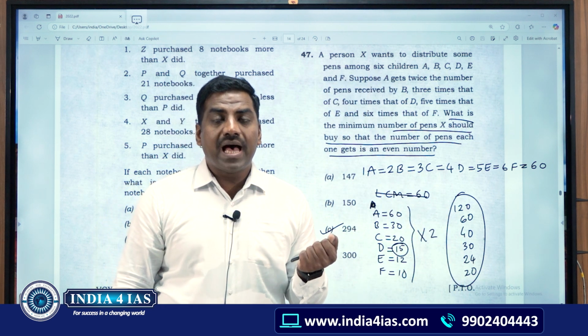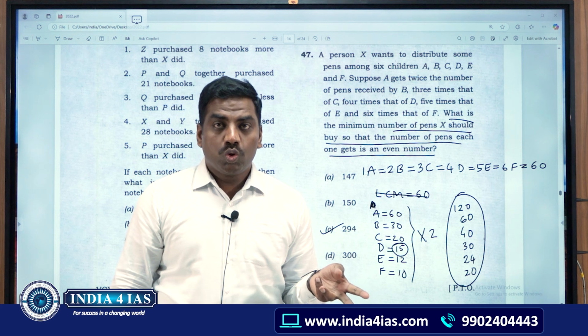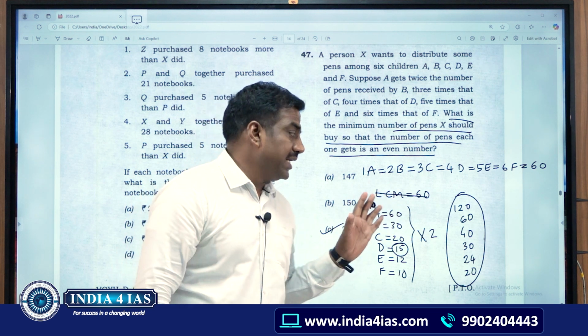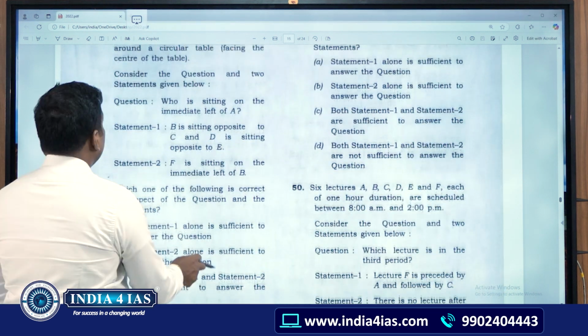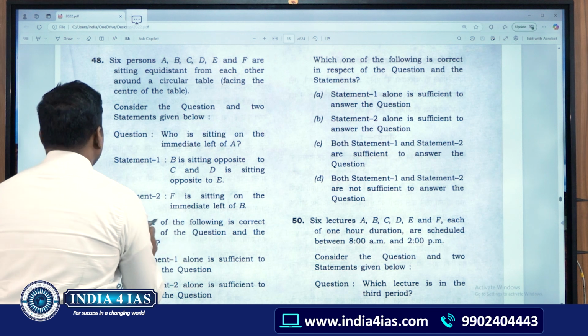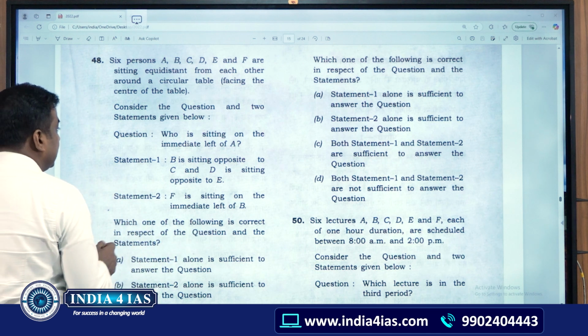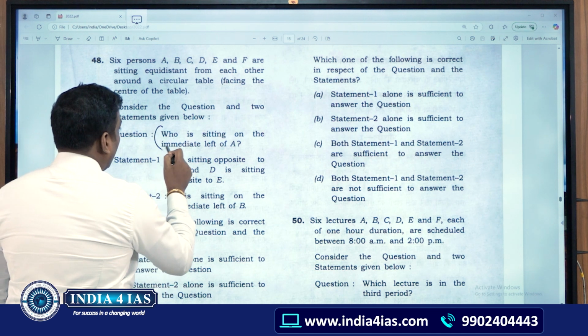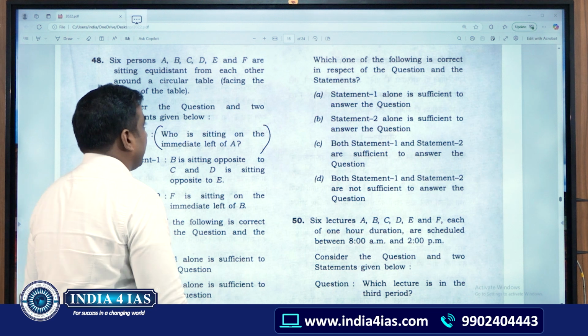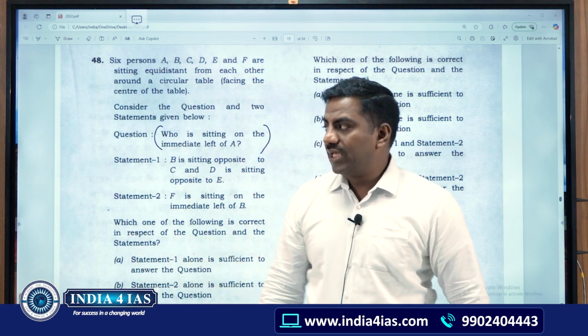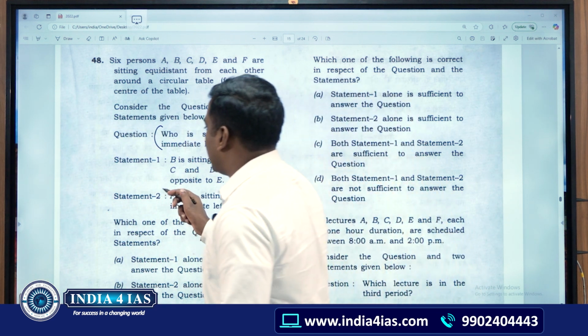That means we have to multiply by 2 to what they possess. So total is 294. Next question. Again, this is data insufficiency. Statement: Who is sitting on the immediate left of A? Let us construct the diagram here.